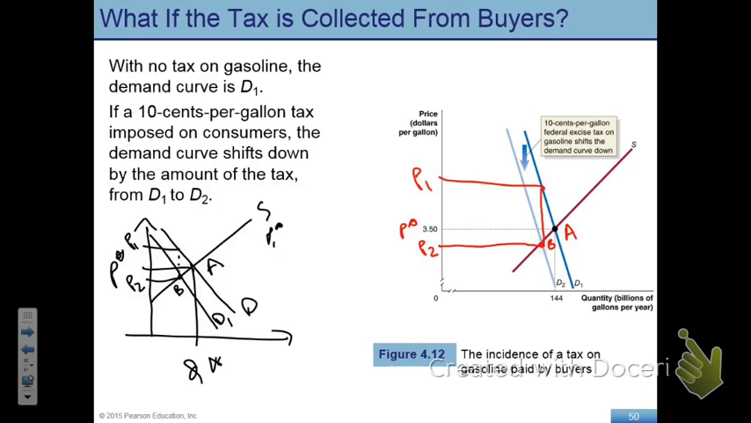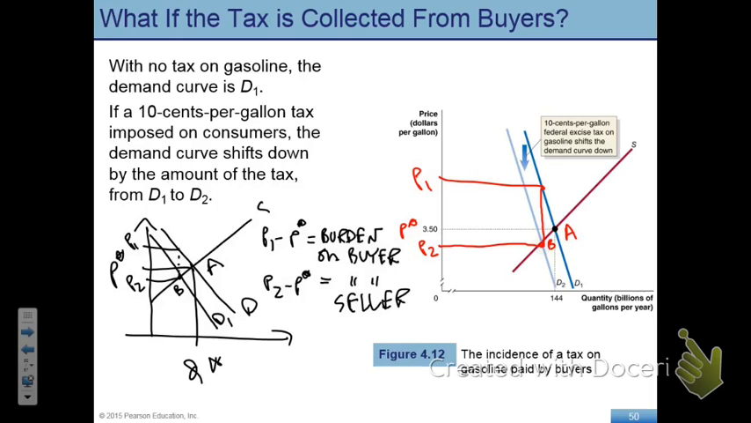The difference between P1 and P star is the burden of tax on the buyer, and the difference between P2 and P star is the burden of tax on the seller. Okay? Any question?